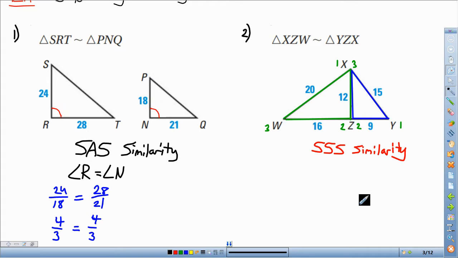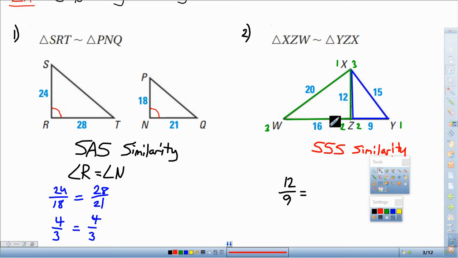So let's go ahead and make our ratios of our sides. On the left triangle, let's start with the side length between 1 and 2, this one right here. That corresponds to this side length between 1 and 2. So 12/9 is going to be my first ratio. Since they already told us these are similar, I know that's going to be equal to the ratio of two others. Let's move on to this side length between 2 and 3, and I know it corresponds to this one between 2 and 3. So 16/12.